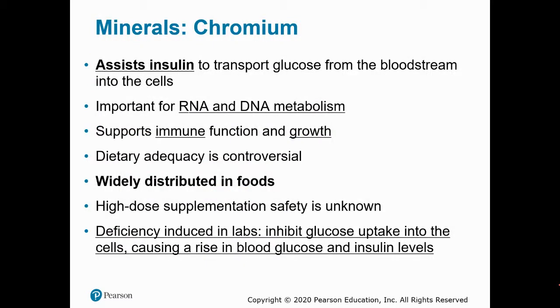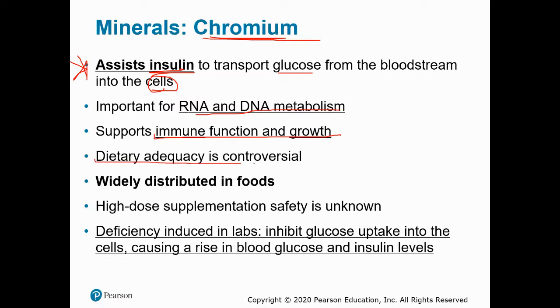Alrighty, and then chromium. Chromium, I think, is good to associate with insulin. A lot of folks who are diabetic or even pre-diabetic, a small chromium supplement can be helpful because chromium supports insulin production. Remember, insulin's job is to tell cells to take glucose up from the blood. Chromium also supports RNA and DNA metabolism, our immune system, and overall growth.